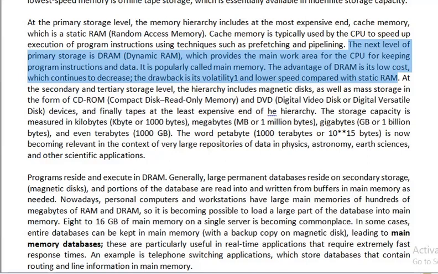As we have mentioned earlier, the magnetic disk is considered a secondary storage device. Compact disk read-only memory is also considered a secondary storage device, as well as DVD, digital versatile disk. These devices have large storage capacity and can store several terabytes of data. The storage capacity of a digital computer is measured using terms such as kilobytes, megabytes, gigabytes, and terabytes. These terms define the amount of data that is actually stored on the storage medium.